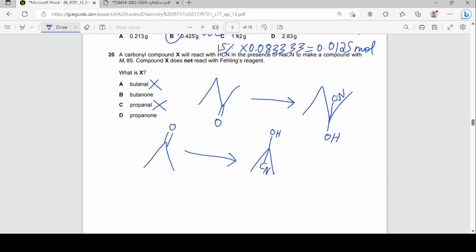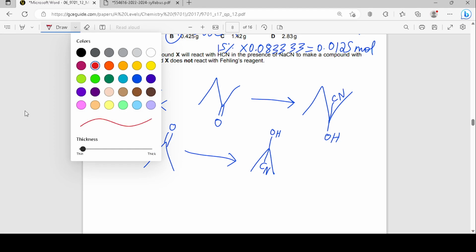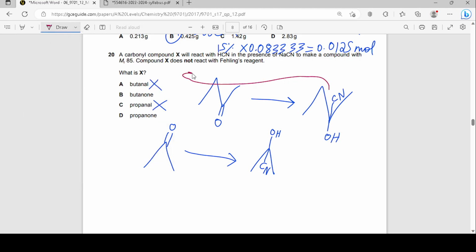Basically, now they said the Mr is 85. So let me find out what the Mr of this compound is. So let me calculate it out. Okay, so let me use another color. It's this one, and make an arrow here, and then Mr equals. So firstly, how many carbon atoms do you have? I have 1, 2, 3, 4, 5 carbon atoms. So 12.0 times 5, because the relative atomic mass of carbon is 12. And how many hydrogen atoms do I have? I have 1, 2, 3 hydrogen atoms here, then 4, 5, 6, 7, 8, 9. So I have 9 hydrogen atoms.